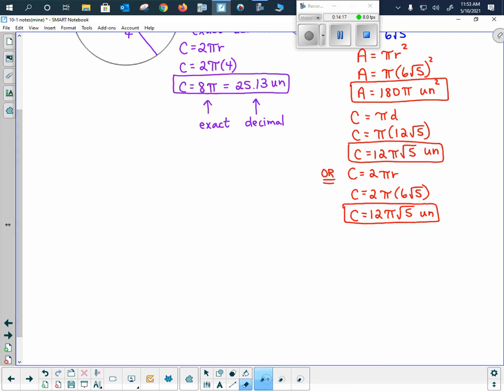I will just point out and keep telling you to be careful with the notation. So we'll put it over here again. 12 root 5 pi is a no. So watch your notation. Instead, you would want to write that as 12 pi root 5, because you can't figure out where that root is ending.